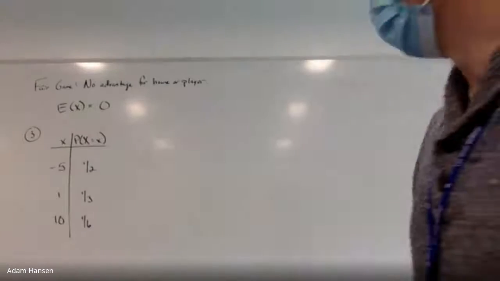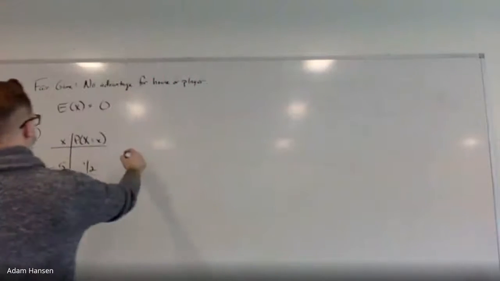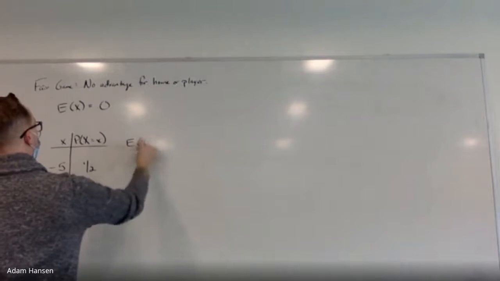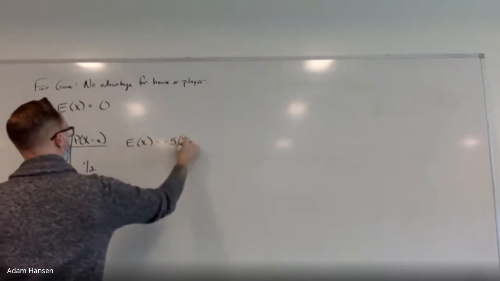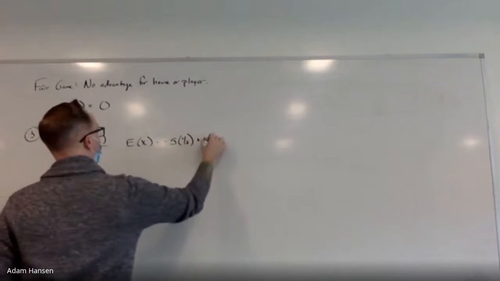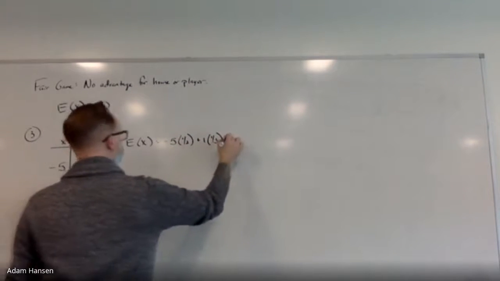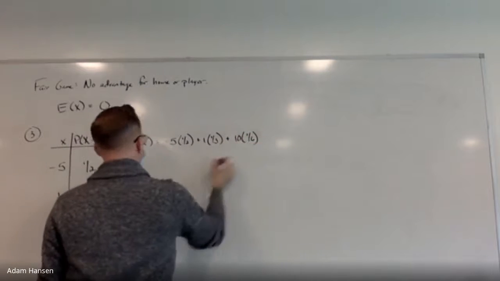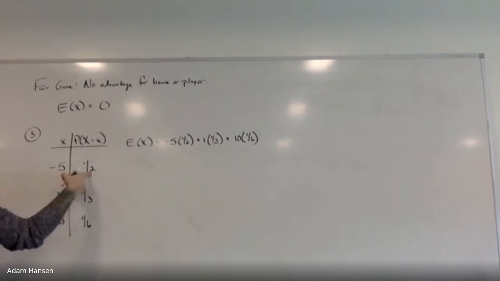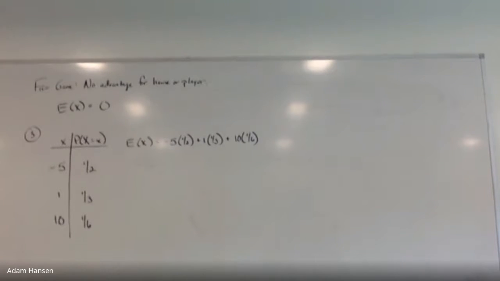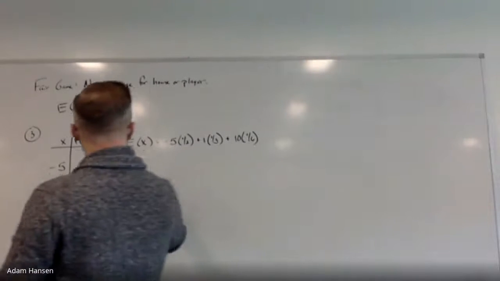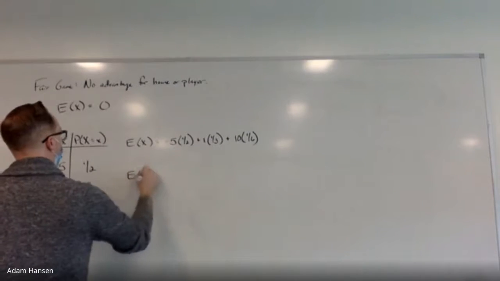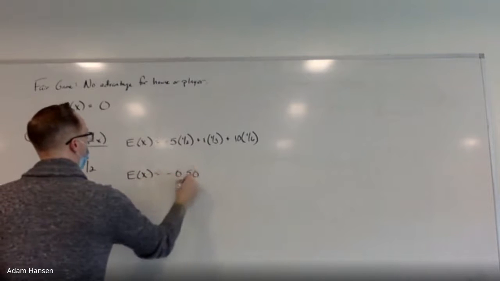Well, let's get the expected value. On average, how much money should you win or lose by playing this game? That would be -5 times 1/2 plus 1 times a third plus 10 times 1/6. I take each outcome of the random variable times their respective probability and then add them all together using that formula in your notes. What do you get? -50 cents? Yep. So on average, by playing this game, you're expected to lose 50 cents every time you play.